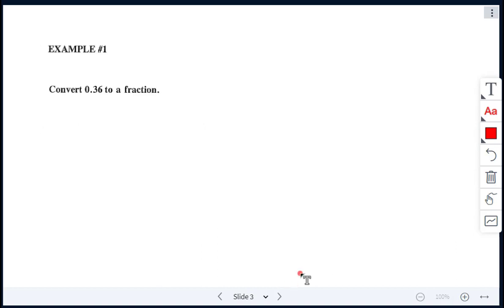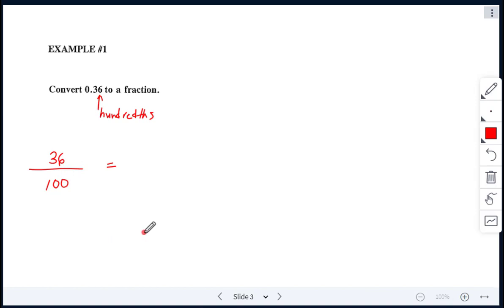So for example, if we have 0.36 and we need to convert it to a fraction. Okay, so our last number here is the 6, and that's in the hundredths position. The 3 is in the tenths position, the 6 is in the hundredths position. So all we do now is write 36 as our numerator, and our denominator is 100. All right, and next step would just be to reduce.